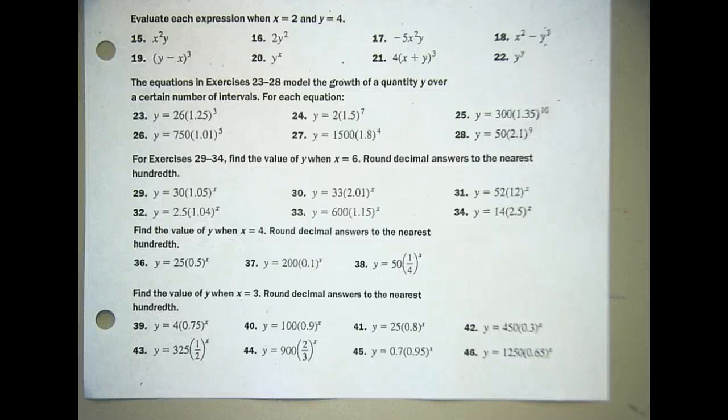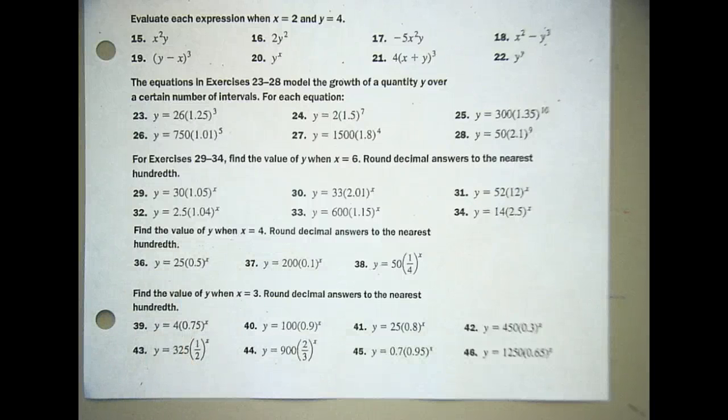Nearest hundredth is how many decimal places? 2. The number 100 has 2 zeros, so it's 2 decimal places. It's a good way to think of it. So if I said the nearest 10,000th, how many zeros are in 10,000? 4. Therefore, 10,000ths is 4 decimal places.